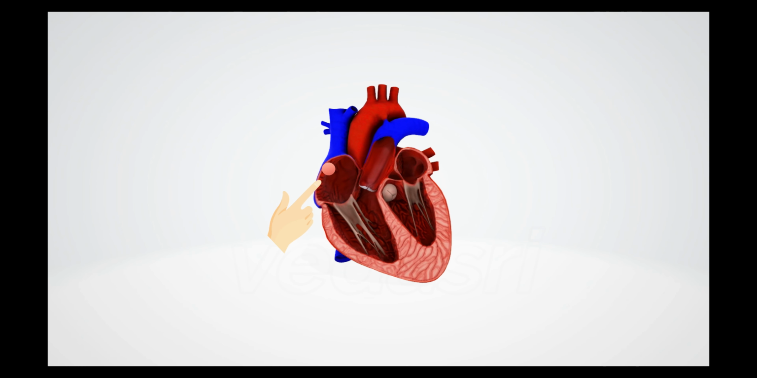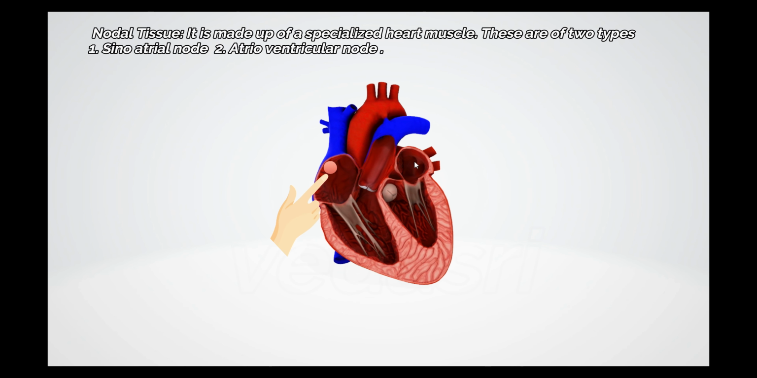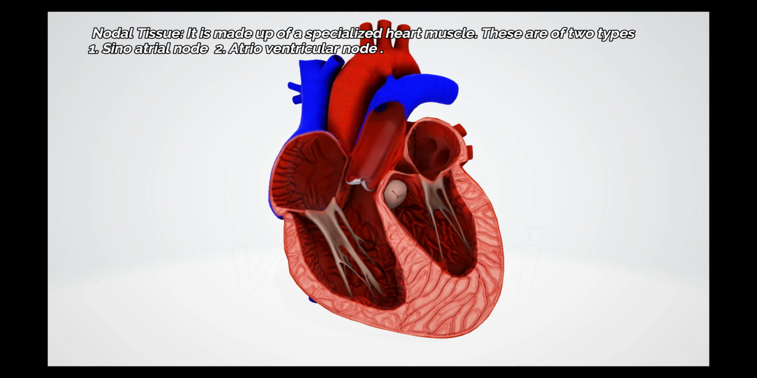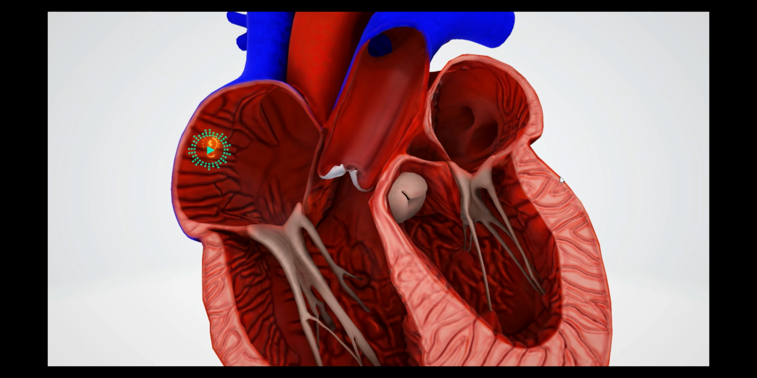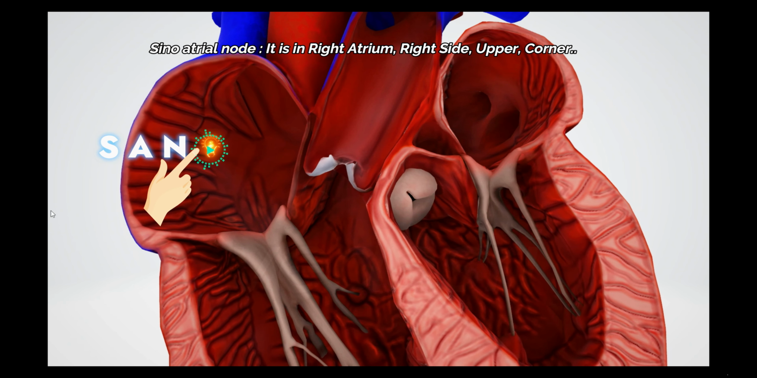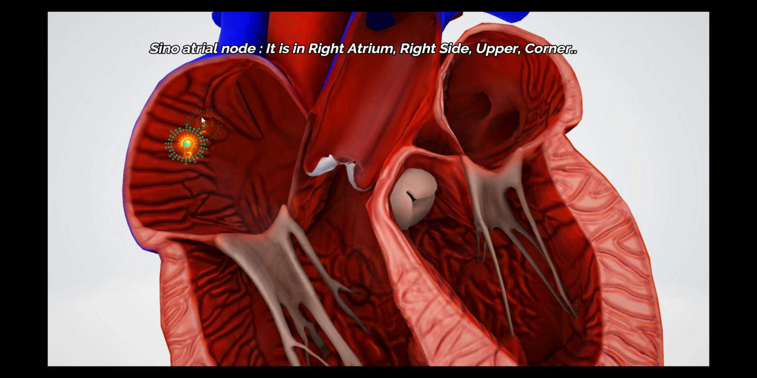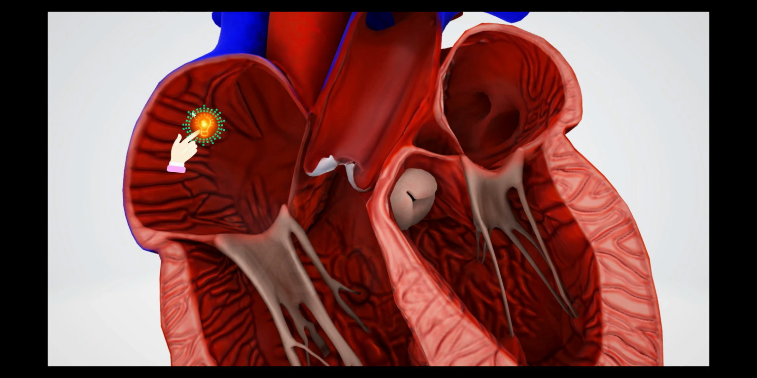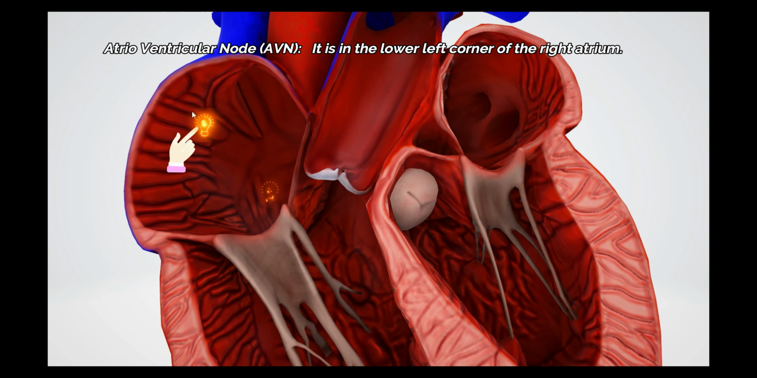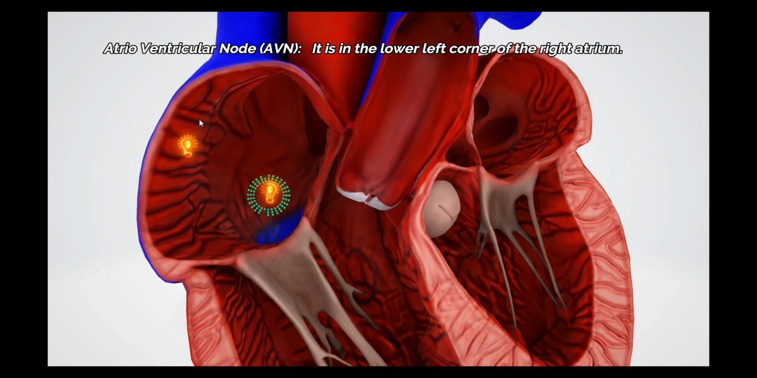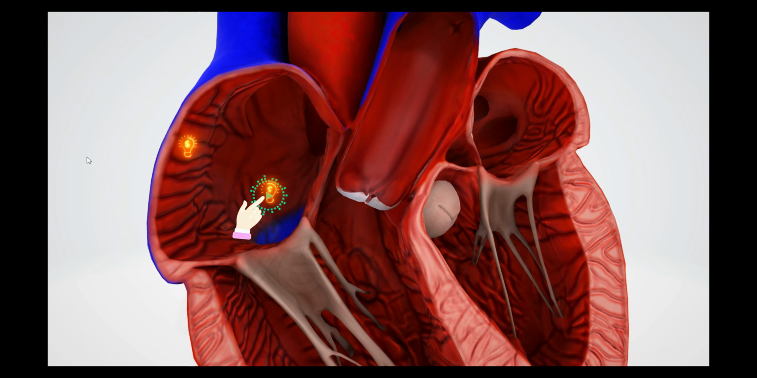16. Nodal tissue. It is made up of specialized heart muscle. These are of 2 types. 1. Sinoatrial node. 2. Atrioventricular node. The sinoatrial node is in the right atrium, on the right side, in the upper corner. The atrioventricular node, AVN, is in the lower left corner of the right atrium.